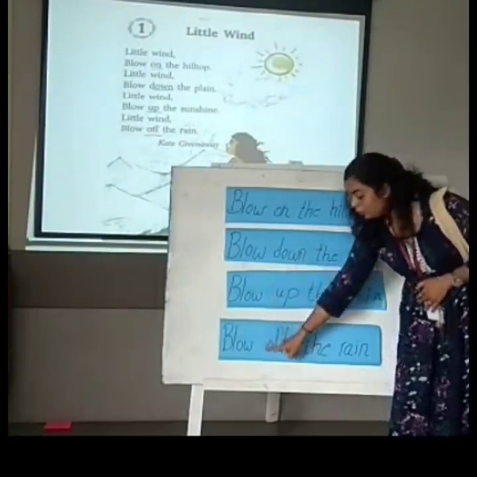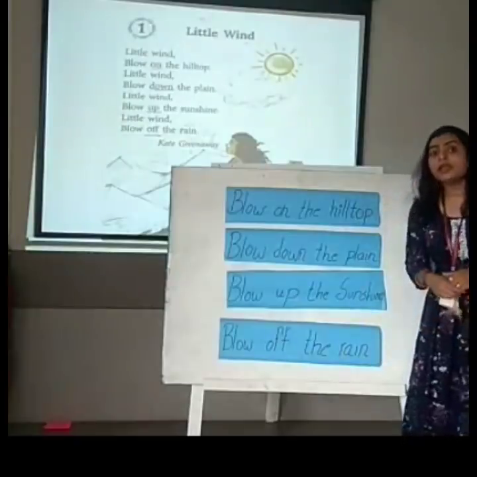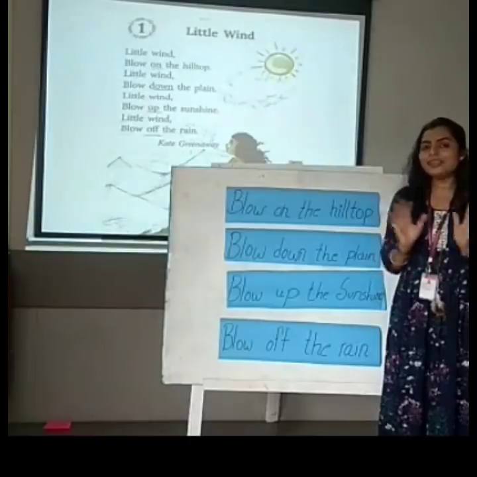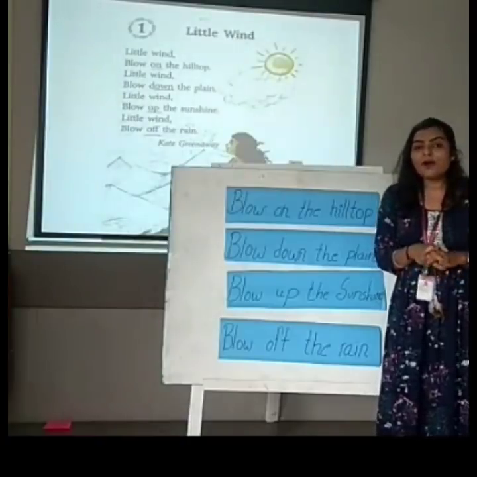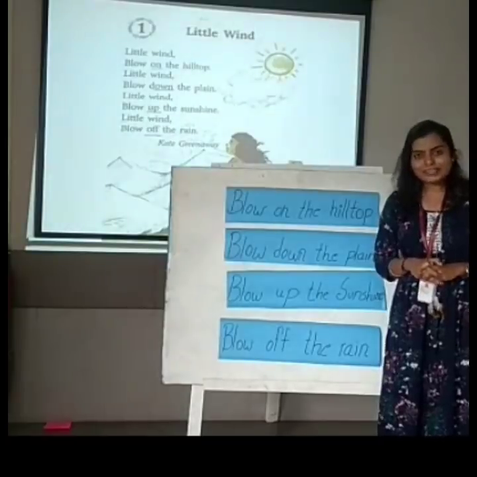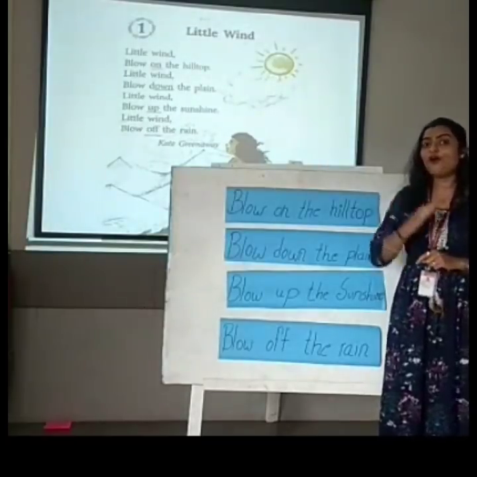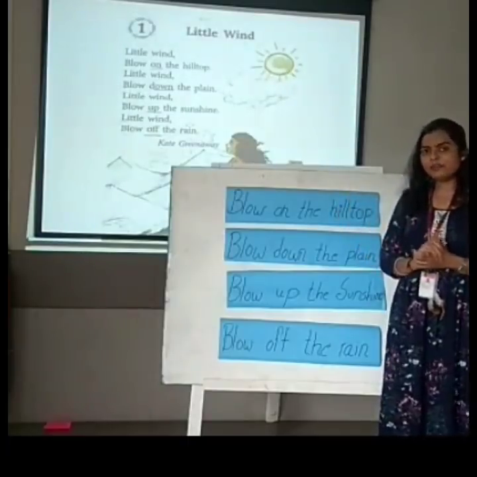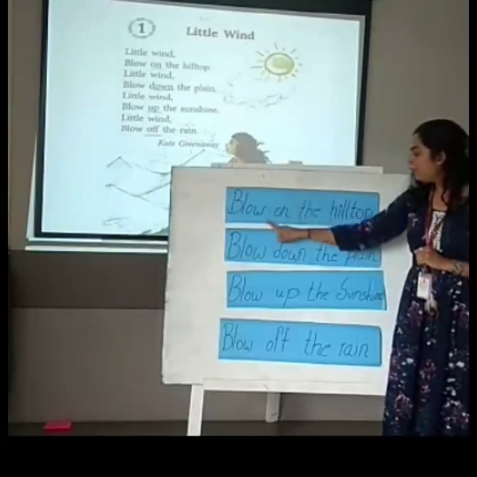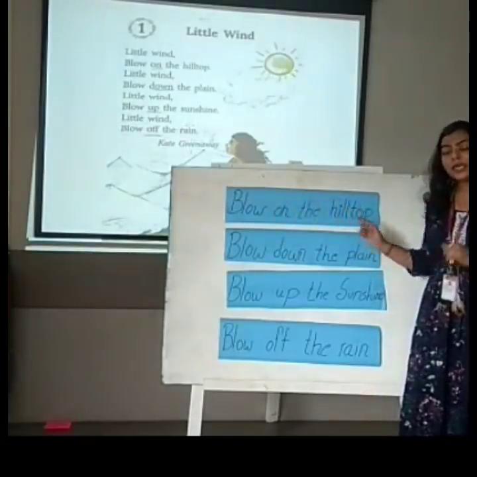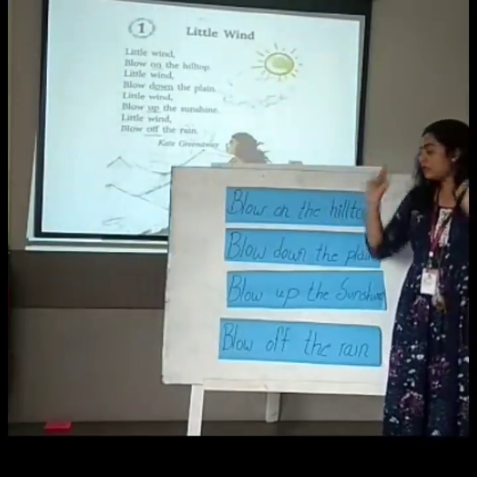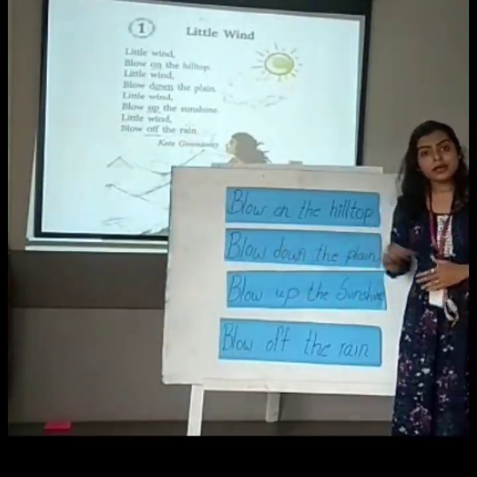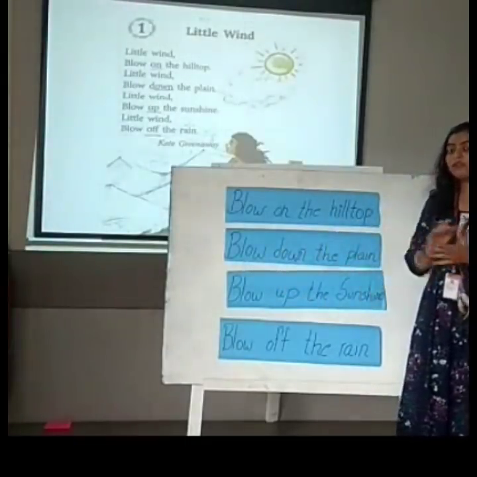Okay? Now, blow off the rain. Now, kids, as it is monsoon going on, we are enjoying drizzling of rain, right? Rain drops. Wow! So, kids, little wind also blows off the rain. Okay? So, understood this word? Shall we do a small recap again? Yes? Blow on the hilltop, which says hilltop, mountains. Blow down the plain. It says it blows down the plain area also, surface area also, ground level also.